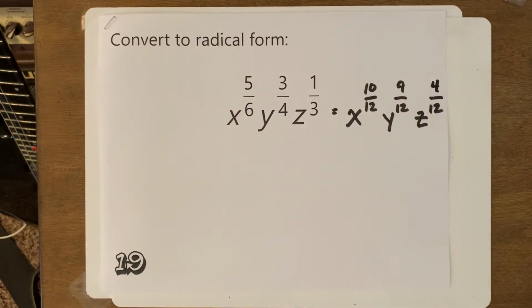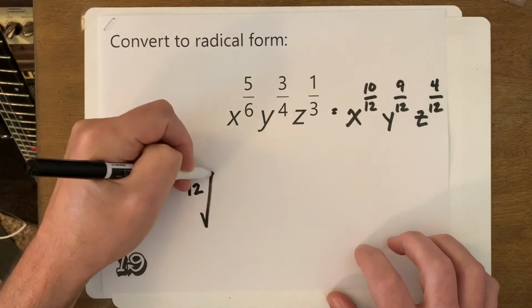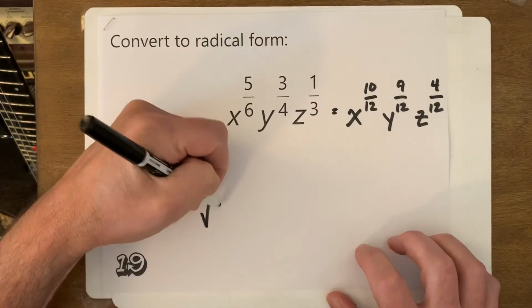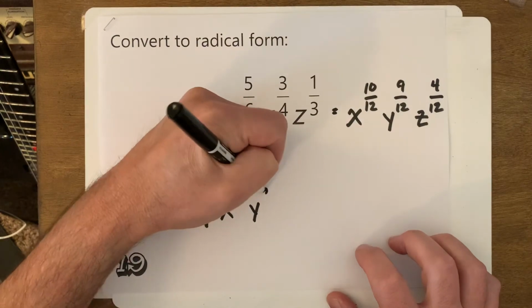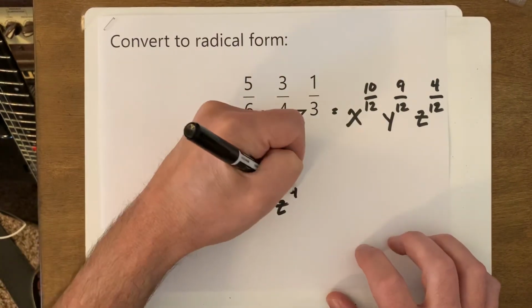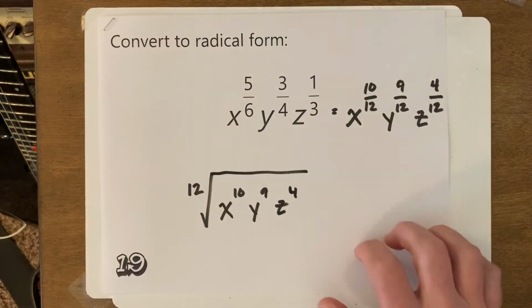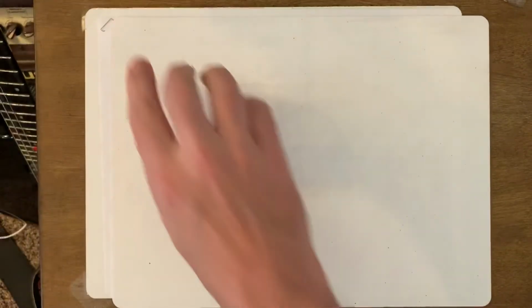And now that I have the same denominator all the way through, I can put my index up here, x to the 10th, y to the 9th, and z to the 4th. And that one is done. Seen that one on the ACT.